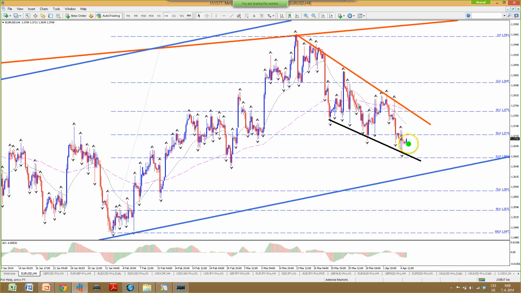If not, if we do bounce here and hit this resistance and then bounce off this, we could see price maybe staying in here and then has to make a decision, either down or up.